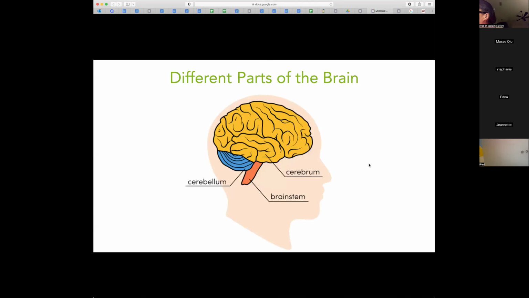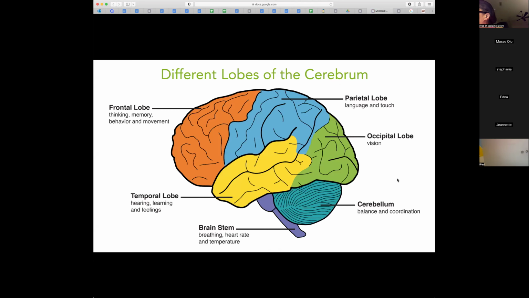Okay, we reviewed the different parts of the brain. And here are the different lobes of the cerebrum so that you can see them a little better. Frontal, parietal, temporal, occipital. Then you have the cerebellum, which is also called the mini brain. And then the brainstem, where you have the medulla oblongata.